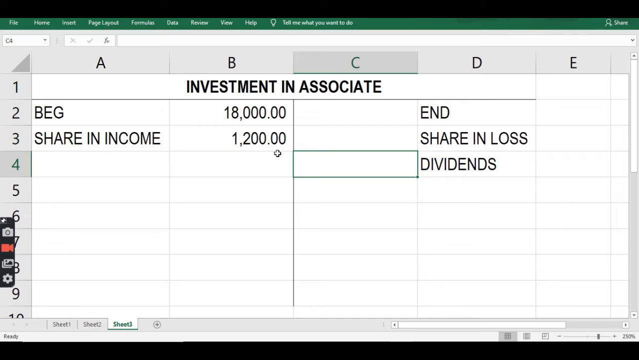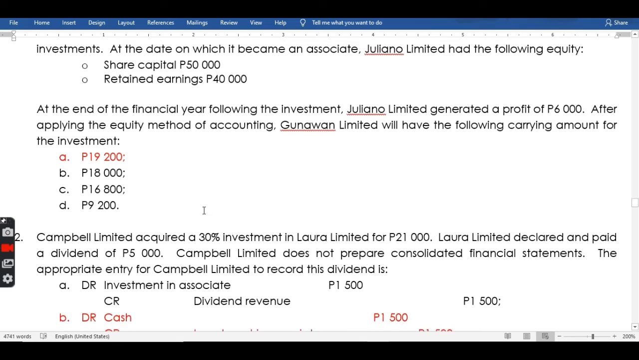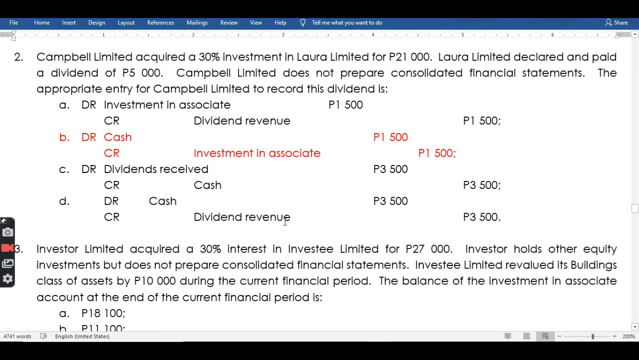Kung wala naman na tong share in loss, wala ring dividends na binigay, kunin mo agad yung ending, then that's simply going to be the beginning balance plus the share in the income. That's going to be 19,200. So, letter A na yung sagot natin dyan. 19,200.